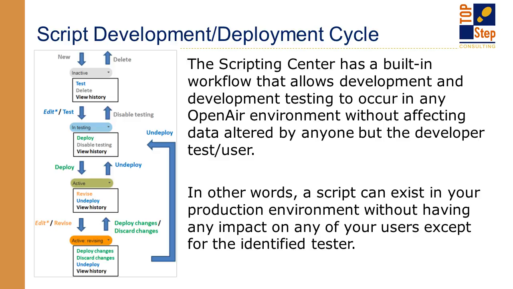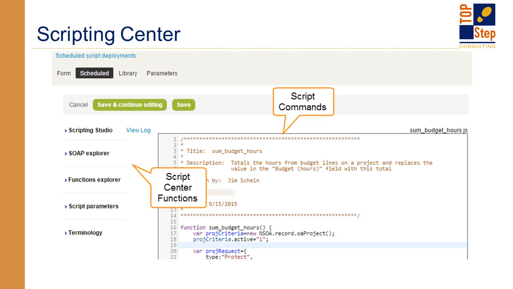Okay, here's what the scripting center basically looks like. You have your large text area in the bottom right where you put your script and you write your script commands. On the left, you have a number of different functions that you can use within the scripting center that will help you write the script, and we're going to talk about those on the next slide. But that's basically how the screen is structured.